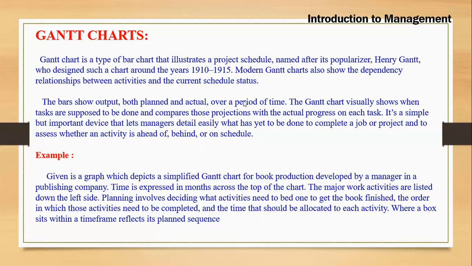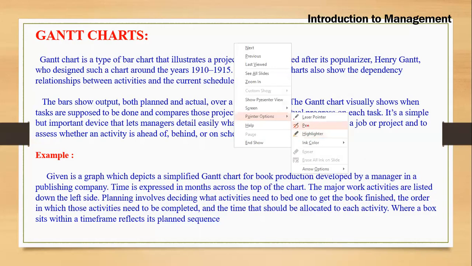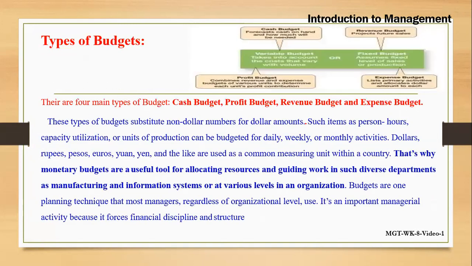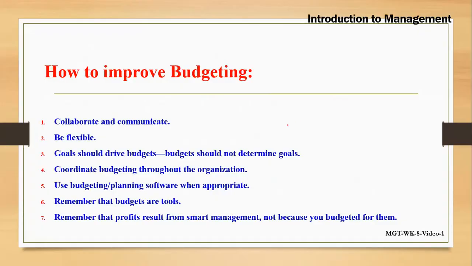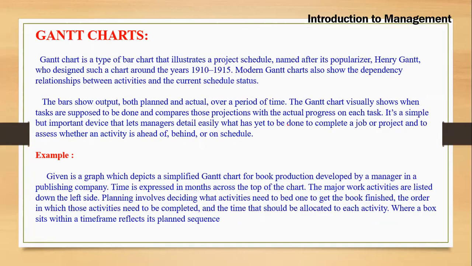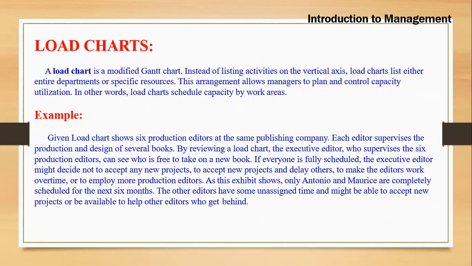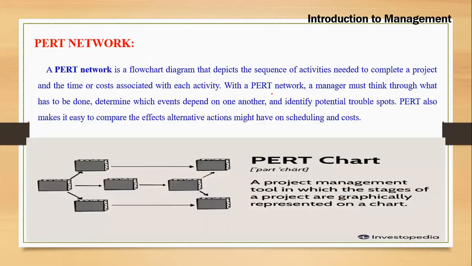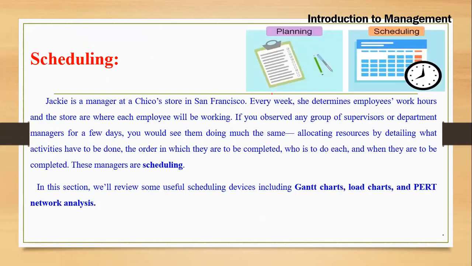Basically, we have discussed about basic 2 to 3 concepts, that was about techniques for allocating the resources, in which the first one is about budgeting. सबसे पहला budgeting हमने discuss किया और improve कैसे करते हैं overall budgeting को, scheduling कैसे करते हैं. In scheduling, we have 3 basic types, like Gantt chart, another one is load chart, and PERT network analysis, and break-even analysis. These are the major types that we have to discuss in scheduling.